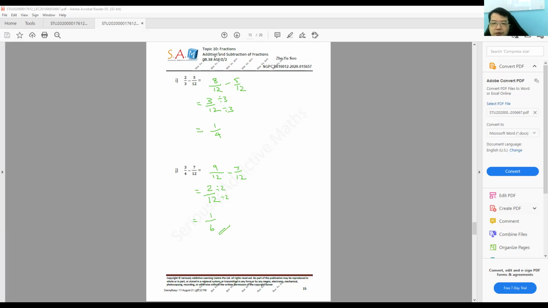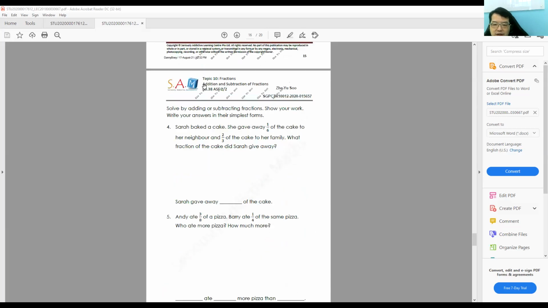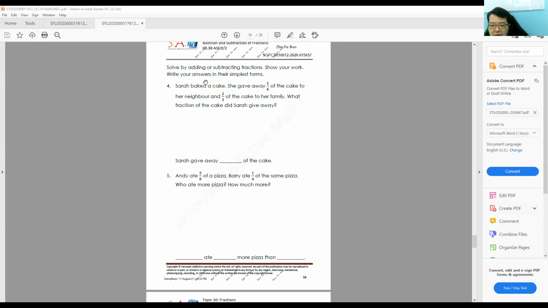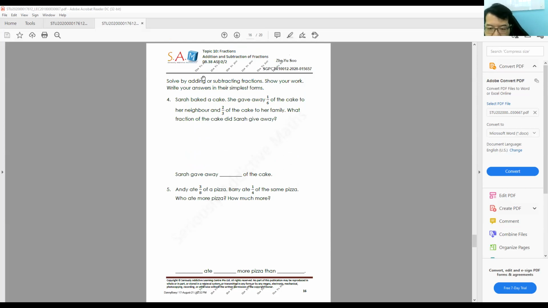Now we're going to move on to word problems. Let's turn to the next page. I will demonstrate one question and you will do the other. Let's look at question 4. Sarah baked a cake. She gave 1 out of 6 of the cake to a neighbor and 2/3 of her cake to her family. What fraction of the cake did Sarah give away?